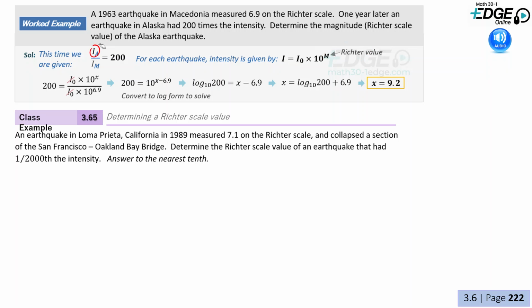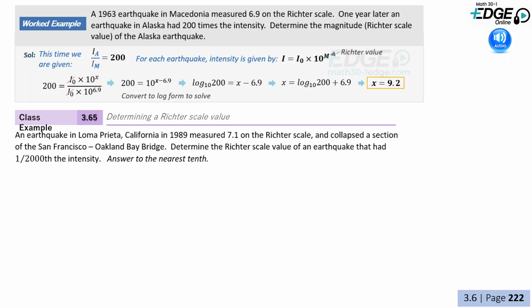So the intensity for the Alaska earthquake would be I naught times 10 to the power of x, because we don't know what that intensity is yet. And then over I naught times 10 to the power of 6.9, because the Macedonia earthquake was 6.9. So then we're left with 200, that's how many times as intense the one earthquake was than the other, is equal to 10 to the power of x minus 6.9, because we had 10 to the power of x divided by 10 to the power of 6.9, so you can subtract those exponents.